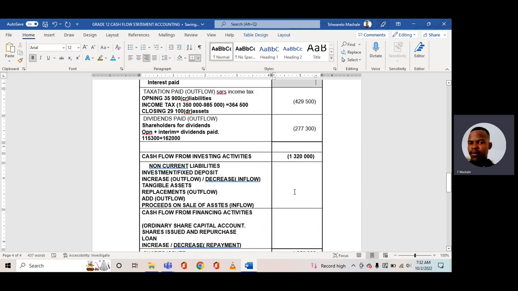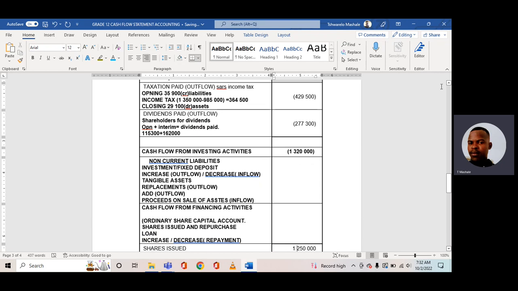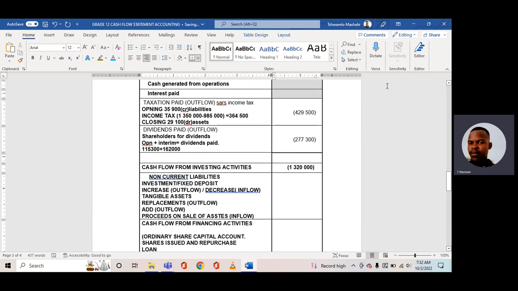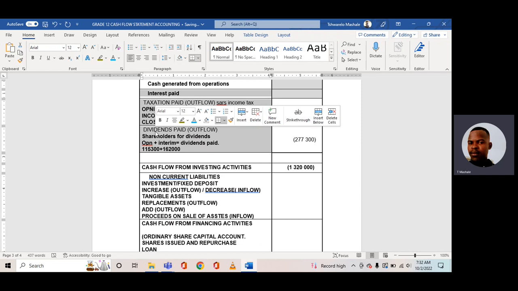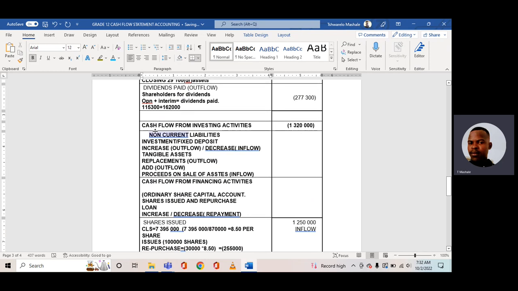But before we balance, let's quickly say this. When you prepare your cash flow from operating activities, this is what will be affected: the interest paid, the taxation paid, and then the dividends paid. These three will always be outflows. Therefore, here you have a cash flow from investing activities. The figure is provided there, but then you must know that here it is your non-current liabilities. On your non-current liabilities, you need your investment or your fixed deposit.